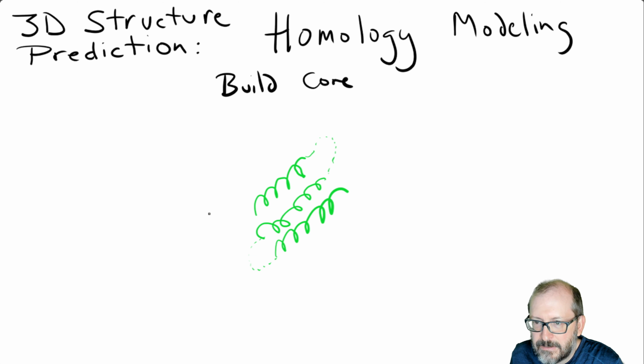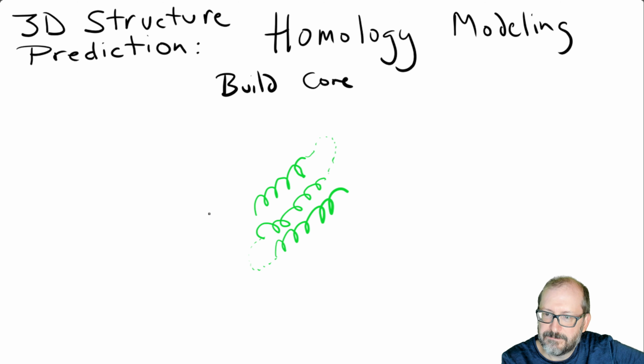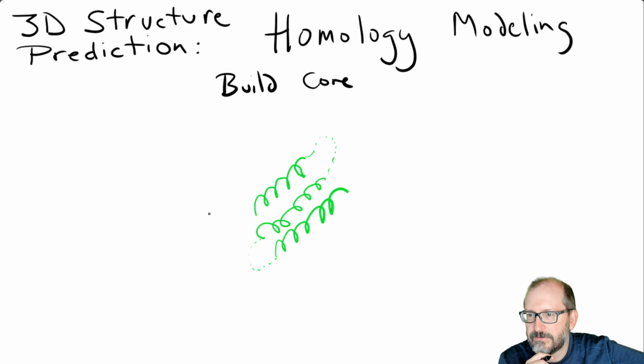Then you build a core, and as I mentioned, that's basically copying the backbone coordinates of the core and throwing away the side chains, right? And so then you're going to have to rename these residues and renumber them, and then basically you have the core of your target, hopefully. So that step is actually pretty easy.